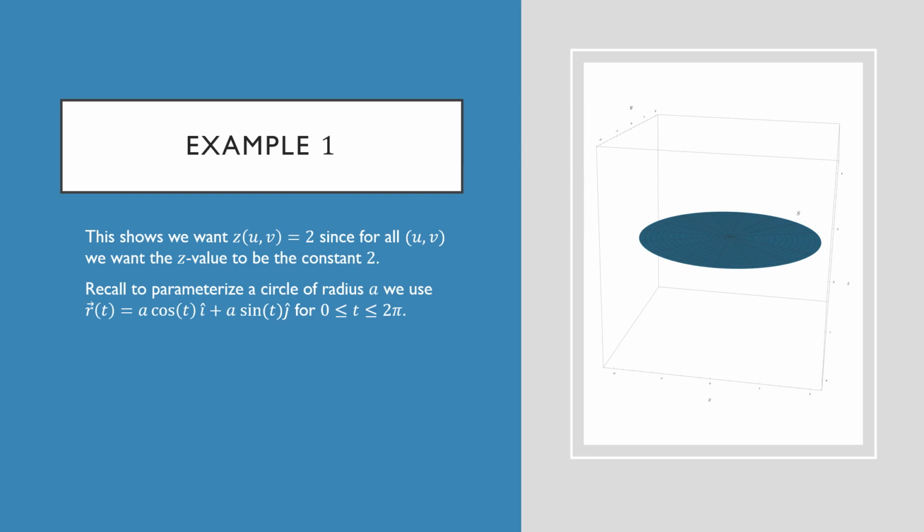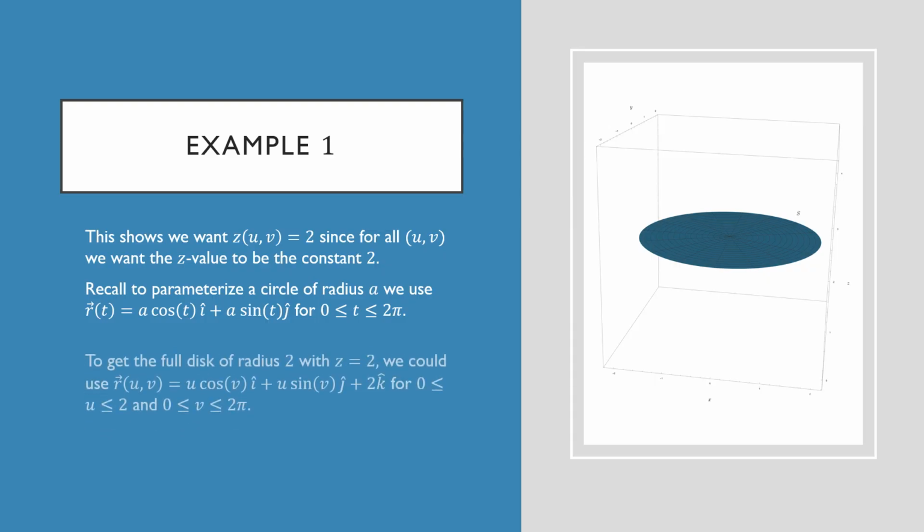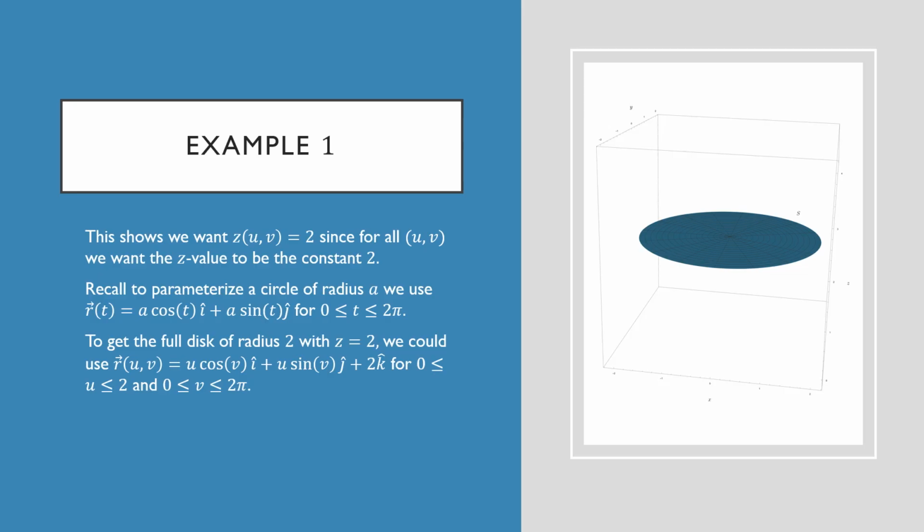So we want to do that same thing, but now we don't want to only let the angle change, we want to also let the radius change to make sure we get all of those different circles to fill out the disk. So what we could do is, for the x and y values, we let those be u cosine v and u sine v.